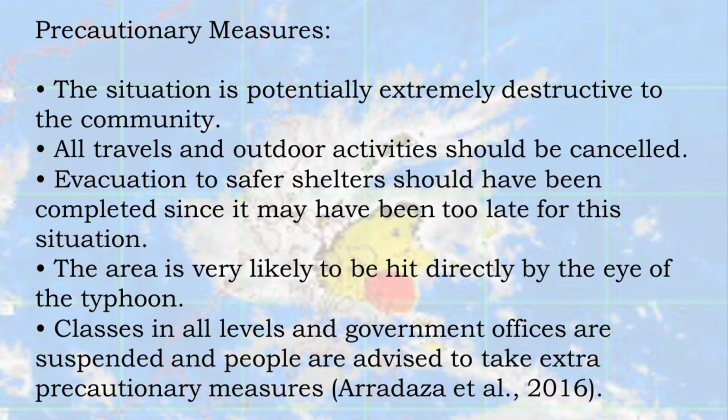Precautionary measures. The situation is potentially extremely destructive to the community. All travels and outdoor activities should be cancelled. Evacuation to safer shelter should have been completed since it may have been too late for this situation. The area is very likely to be hit directly by the eye of the typhoon. Classes in all levels and government offices are suspended and people are advised to take extra precautionary measures.